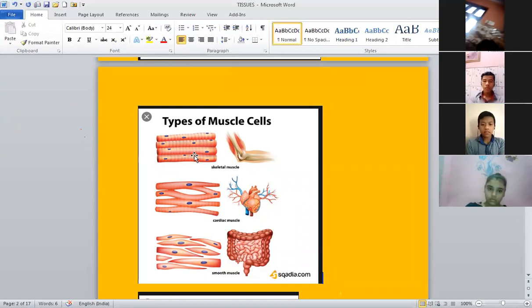Voluntary muscle fibers because they function with our will. They work under our will. That's why they are known as voluntary. If we want to move our hands or legs, only then can we move. If we don't want to move, we don't. These muscle fibers are under our control. That is the reason they are known as voluntary muscle fibers.